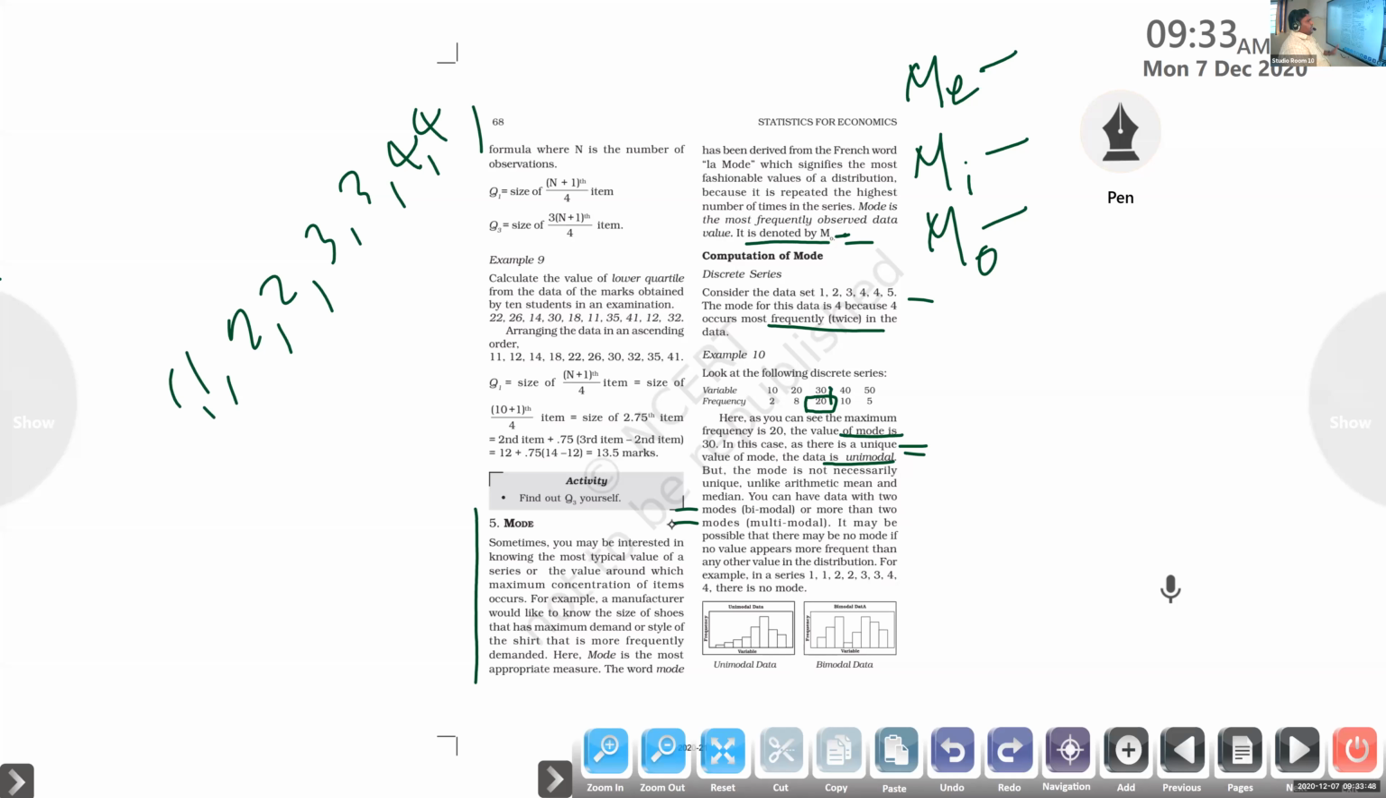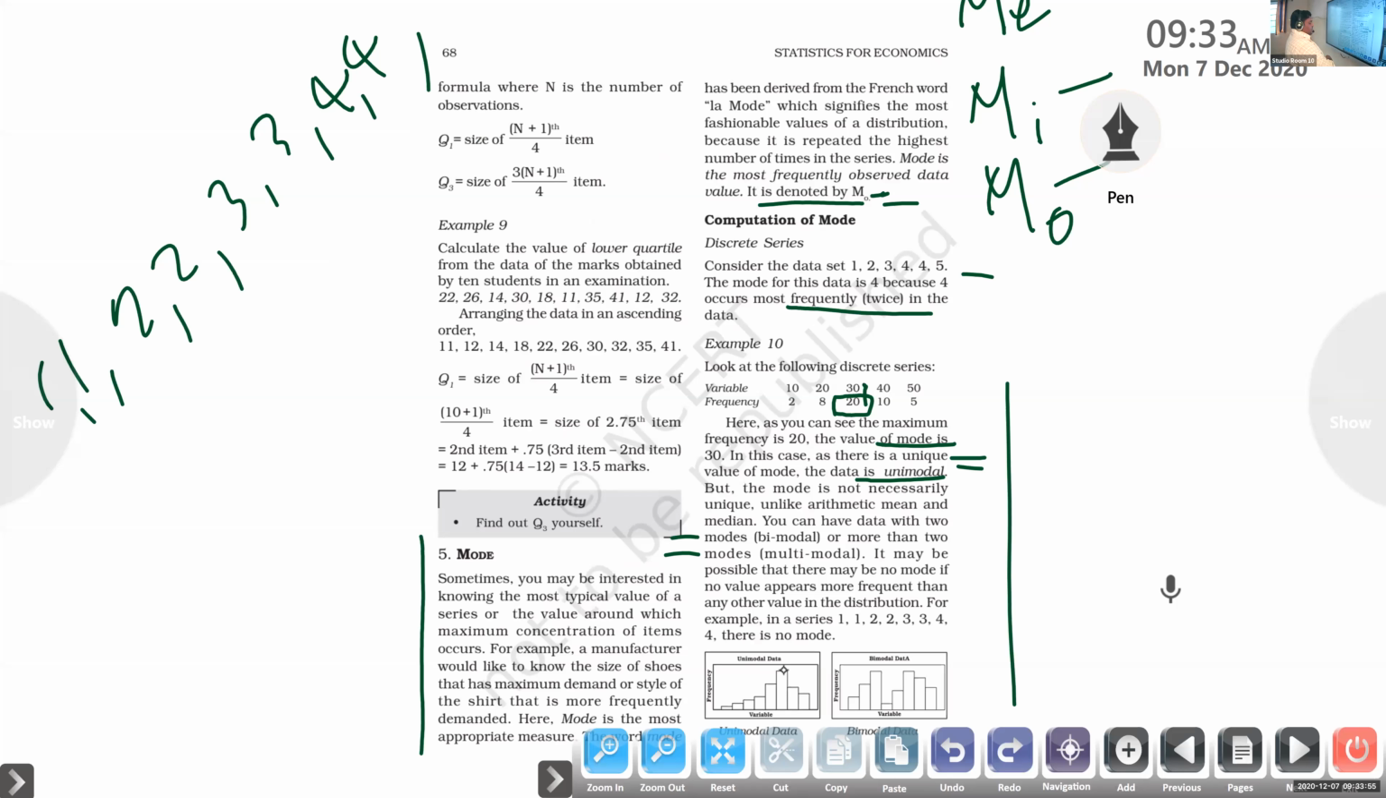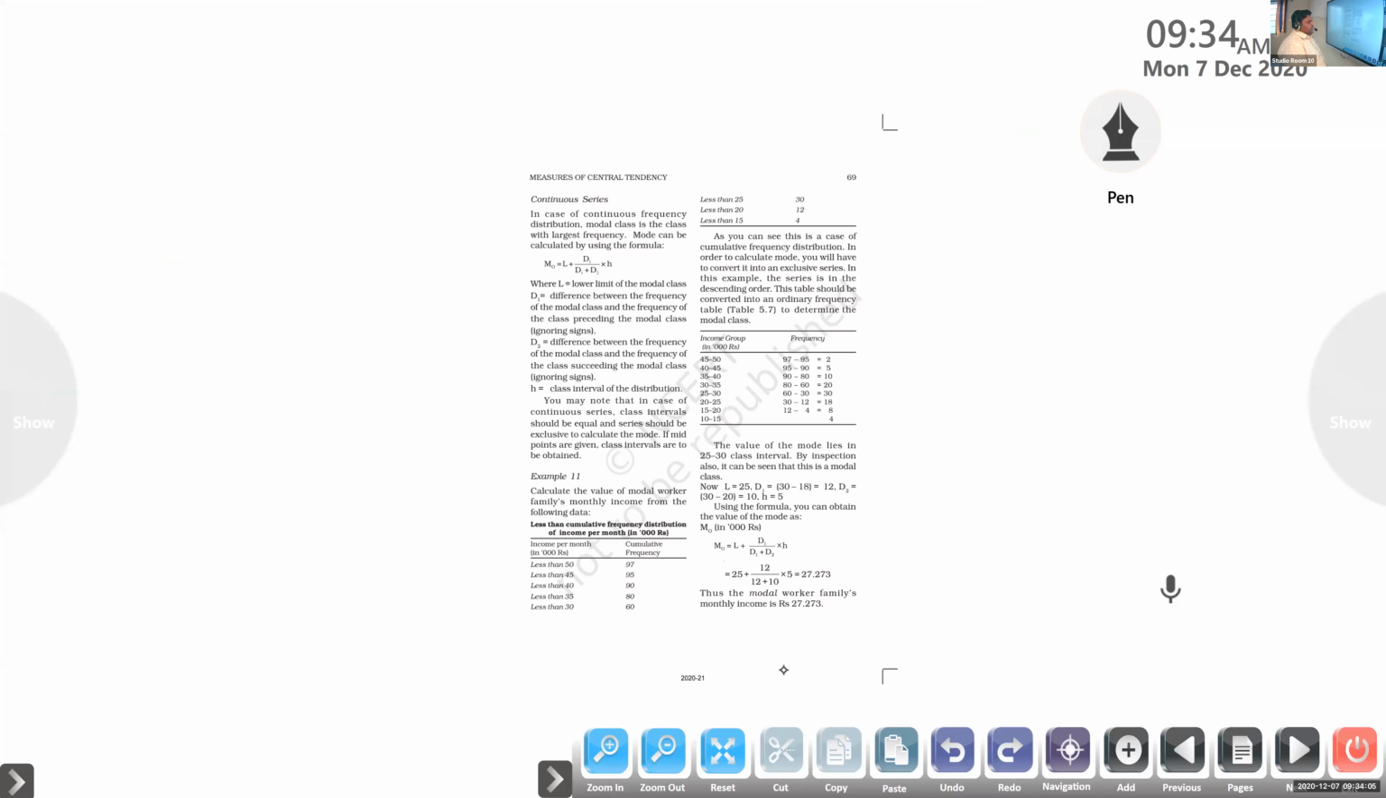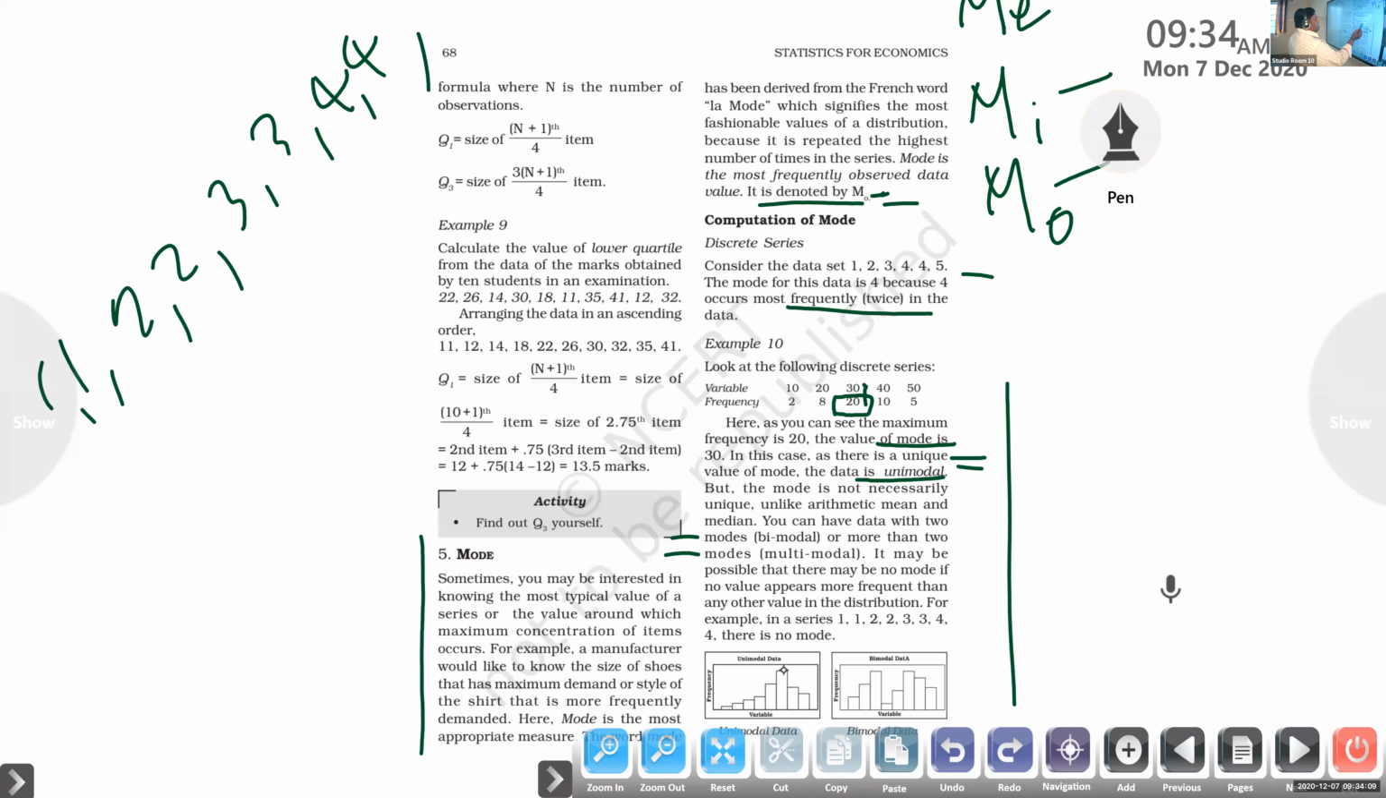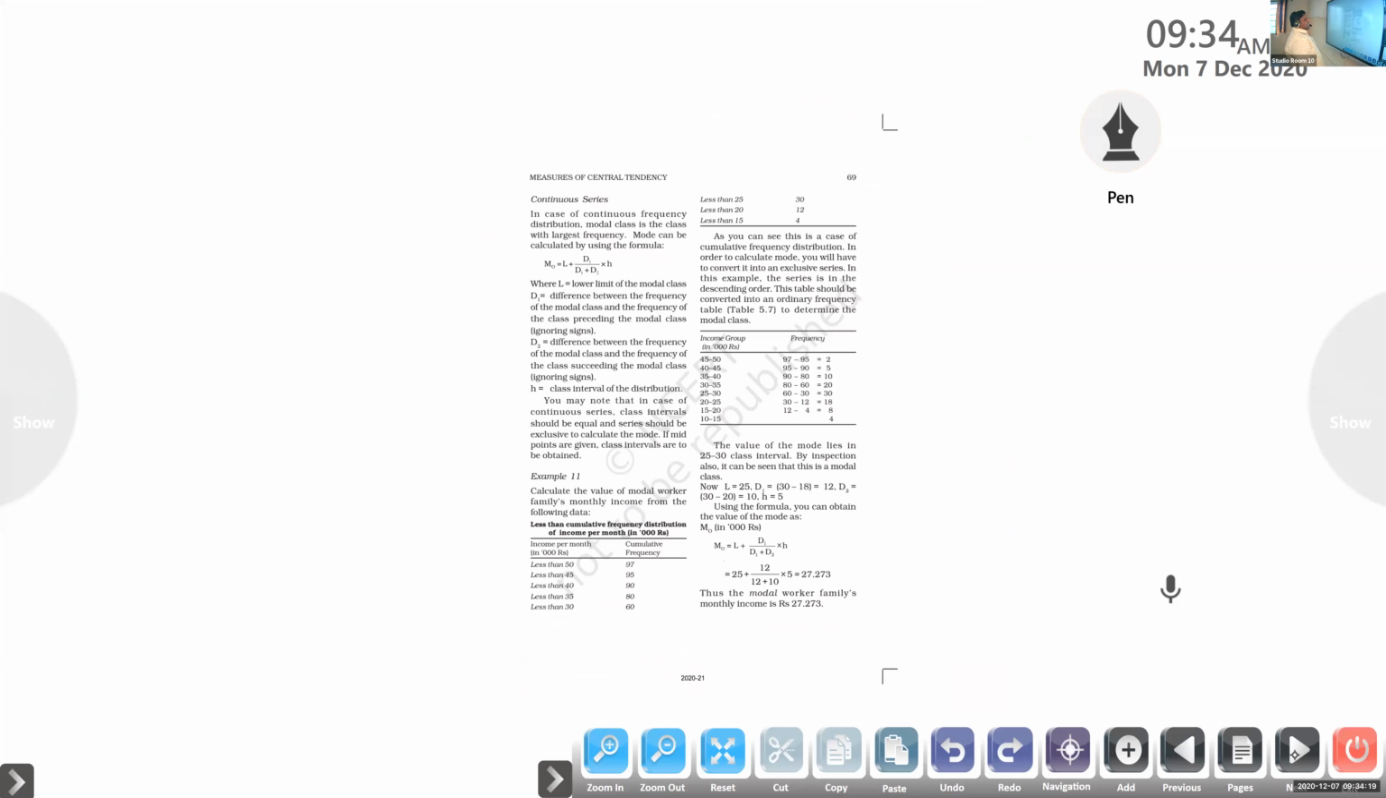Just read it and understand that. Unimodal data has only one mode, one number, the maximum. Bimodal has two. For multimodal, there are many. The important point with a single mode, unimodal, is that a unique highest value will be there. All right. Coming to continuous series, the discrete series is okay for you.